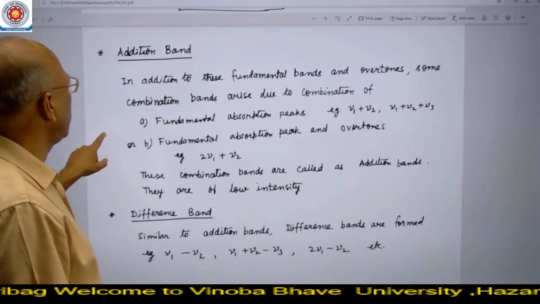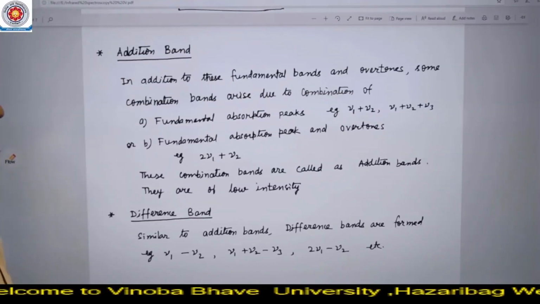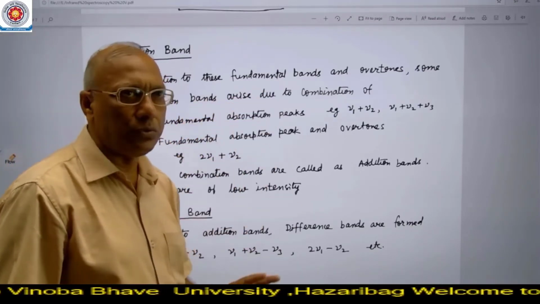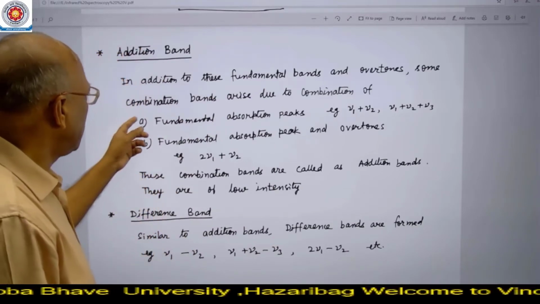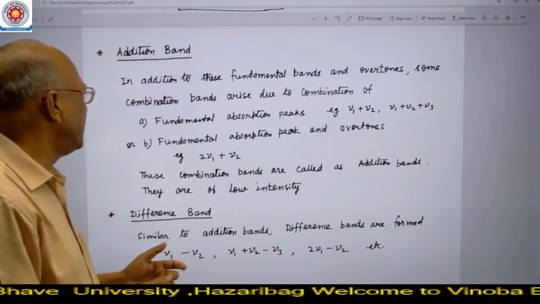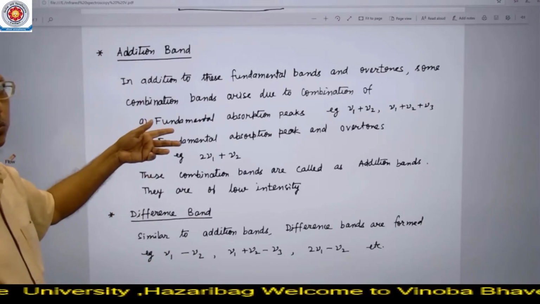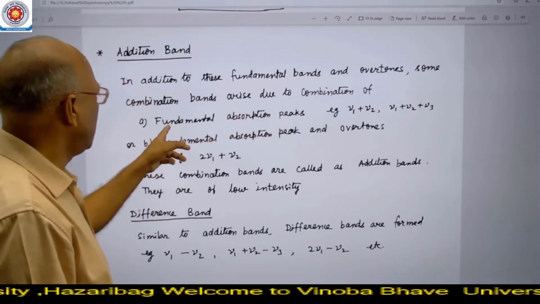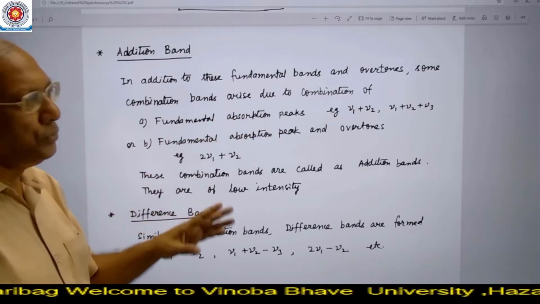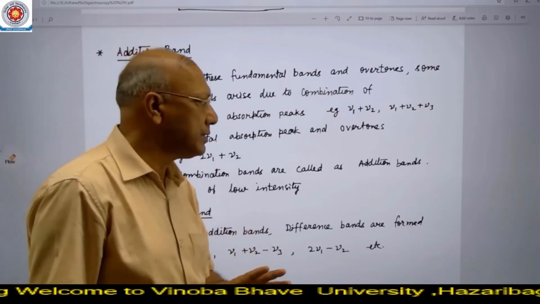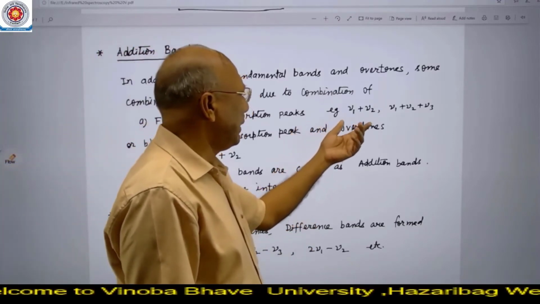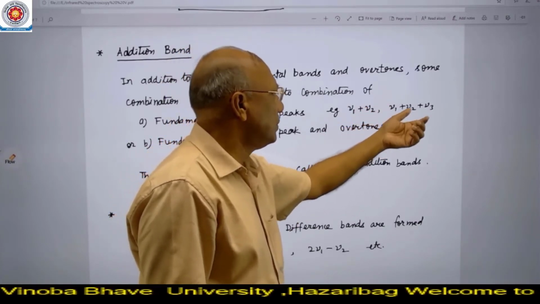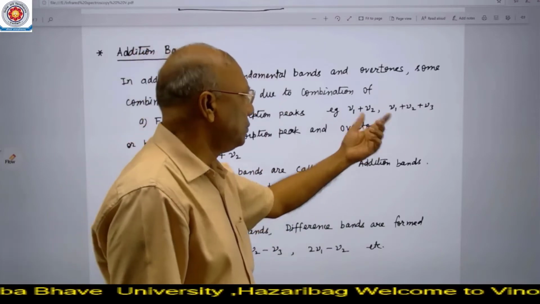Now there are some more terms: addition band and difference band. So what is an addition band? In addition to these fundamental bands and overtones, which we have already discussed, some combination bands arise due to the combination of two conditions. The first condition is the combination of fundamental absorption peaks. If nu1, nu2, nu3 are the fundamental bands, then their combinations will be like nu1 plus nu2, nu1 plus nu2 plus nu3, and nu2 plus nu3.